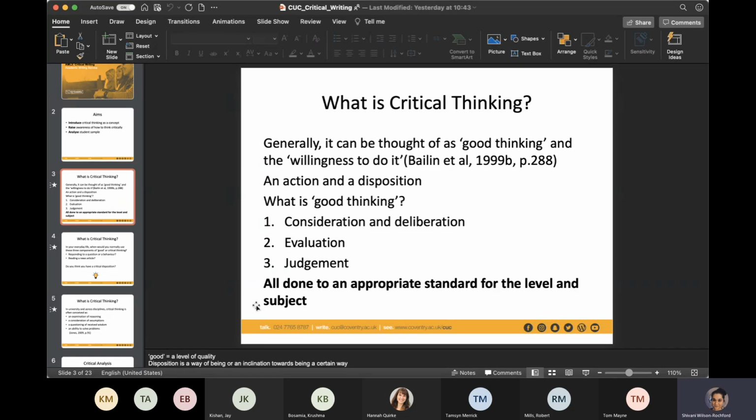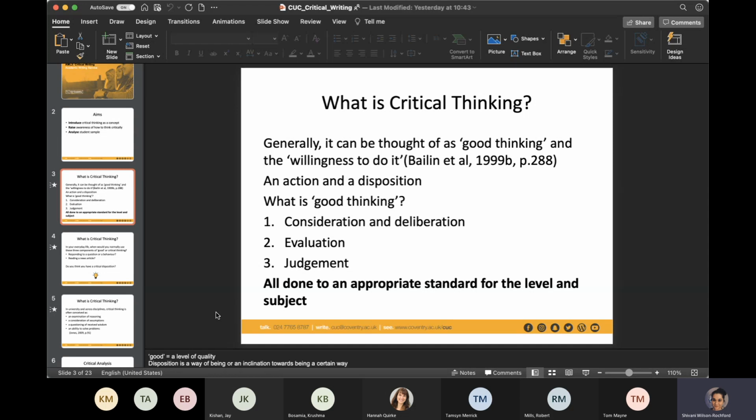Okay, so we've got a few ideas here. In terms of what critical thinking is, because you'll see various terms used in feedback and assignment briefs, but they all come under the same umbrella of critical writing. So when it comes to critical thinking, we think of it as an action and a disposition. So this idea of considering something, deliberating something, evaluating a particular concept or an idea and judging whether it's been effective or not. And again, this is dependent on what you're trying to achieve within your assignments, the task you're trying to answer, and also the different aspects of it.